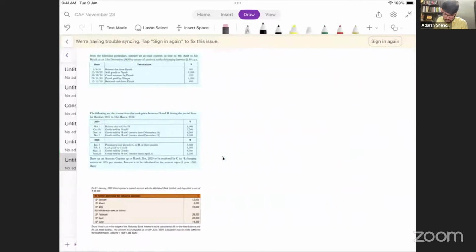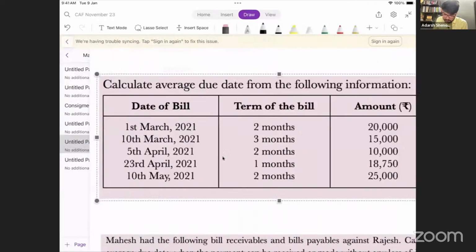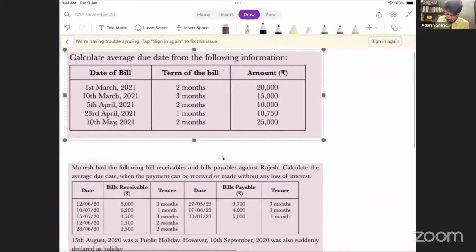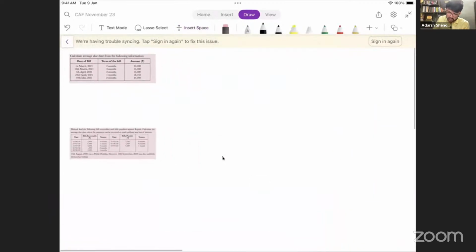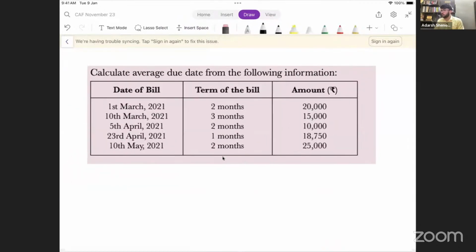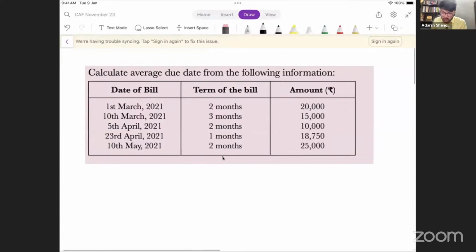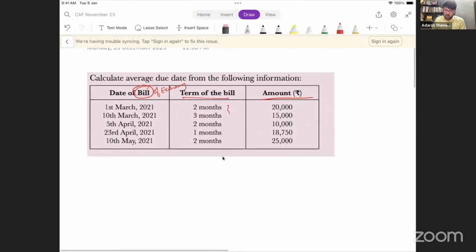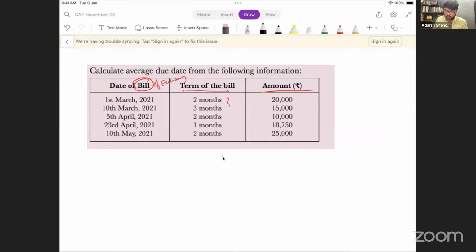Okay, let's take this one question. I've picked up some questions which I think are important and also easy to discuss the concept. Now, calculate the average due date from the following information. They've given the date of the bill. It's a bill of exchange. When they say bill, we have to consider it as bill of exchange. They have also given the term of the bill, and the amount is also given. We have to calculate the average due date. Let's do it.